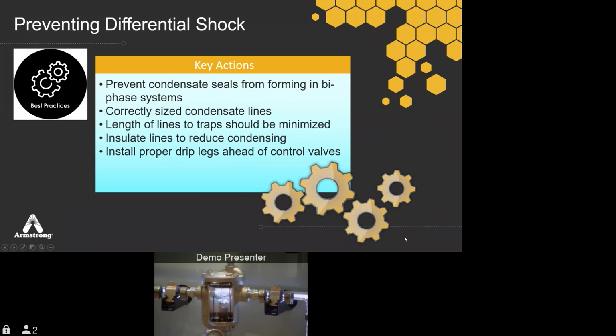And then sometimes what can happen is maybe you do size your condensate return lines correctly, but later down the line you install new equipment that increases your load, but you don't update your piping. So again, in that case, you would have undersized return lines leading to the same issues.